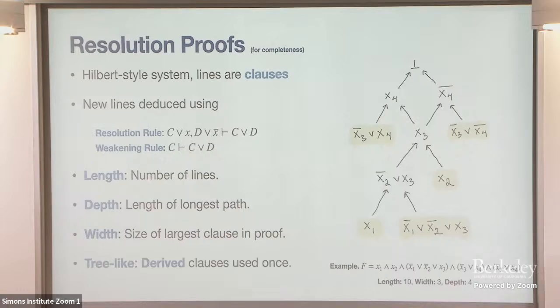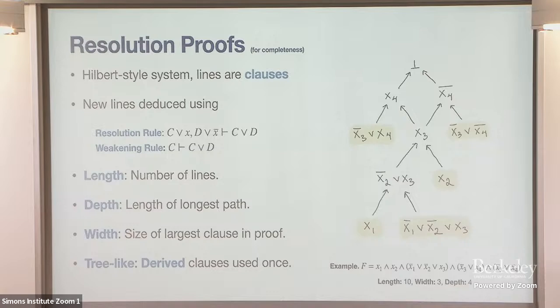And I'll say it's a tree-like proof if any derived clause gets used at most once. Okay, so this is a proof with 10 clauses. It has width 3, depth 4. It's not a tree-like proof because this clause that's derived got used more than once.